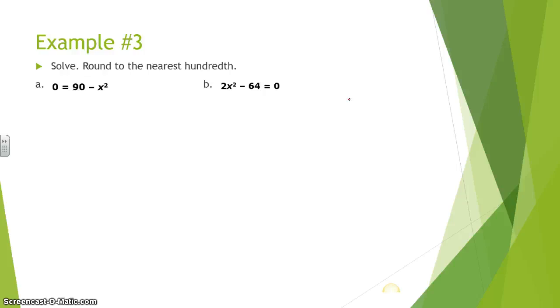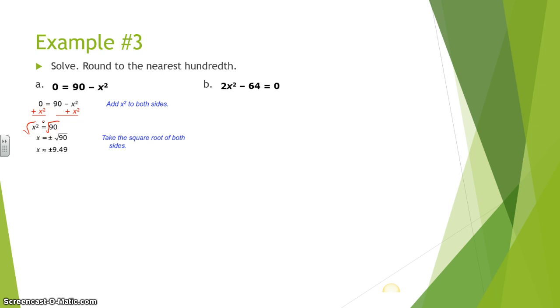Example 3, solve, and you're going to round to the nearest hundredth. So you have 0 equals 90 minus x squared. So the first thing is you want to get rid of this minus x squared, so you're going to add x squared to both sides. So what you're left with is x squared equals 90. We want to take the square root of x squared to get x by itself, so square root each side.